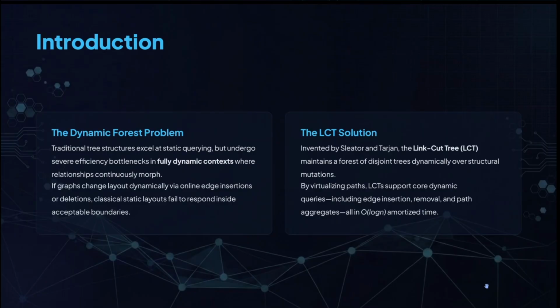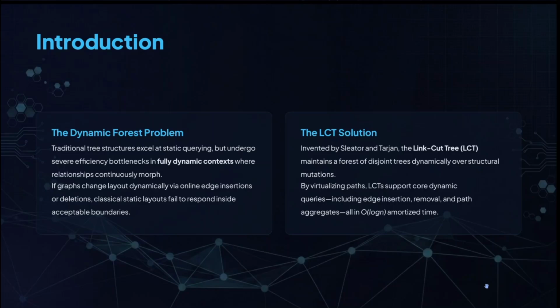In order to truly understand its value, we first have to look at the problem it solves. Traditionally, tree structures are fantastic, but they excel primarily at static querying. They suffer severe efficiency bottlenecks in fully dynamic contexts where relationships continuously morph or change. If we have a forest of trees and the graph changes layout dynamically via online edge insertions or deletions, classical static layouts simply fail to respond within acceptable time boundaries. Rebuilding the tree every time a connection changes is just too slow.